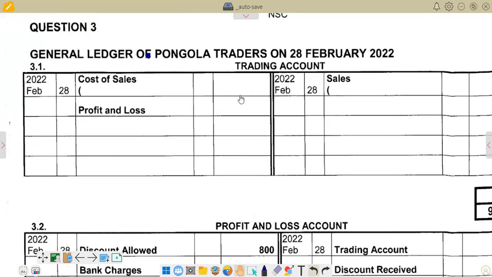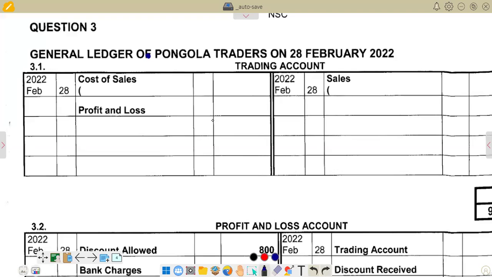We are going to put the figures in this column for the debit side, and in this column for the credit side. Remember, on this side we have the debit side, so this one represents our debit and this one represents our credit. So we can take notes in terms of the credit side and the debit side. This is what we have.